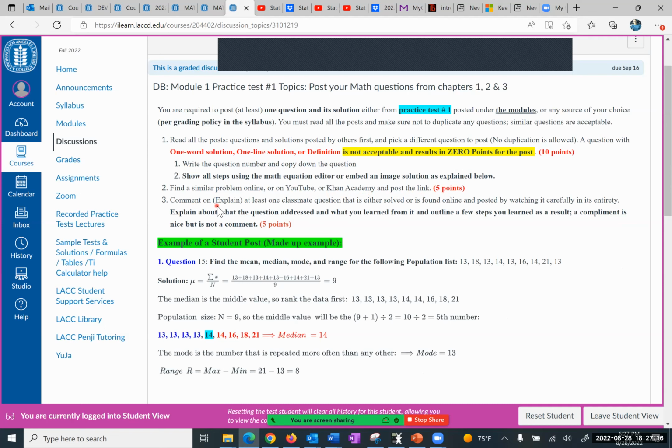And then comment or explain at least 1 classmate question that is either solved or is found online and post it, by watching it carefully in its entirety. So you want to, in essence, comment or answer somebody's post, but explain what the question addressed and what you learned from it, and outline a few steps you learned as a result. A compliment is nice, but it's not a comment. If you just say, thank you so much, I learned a lot, that's not what I'm looking for.